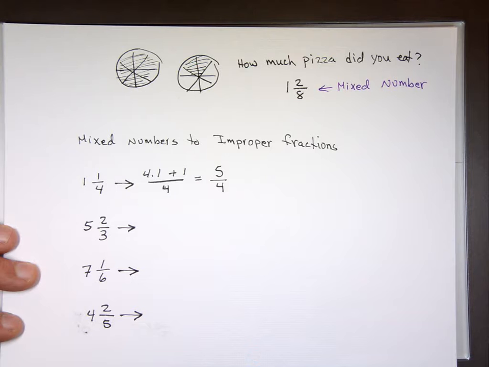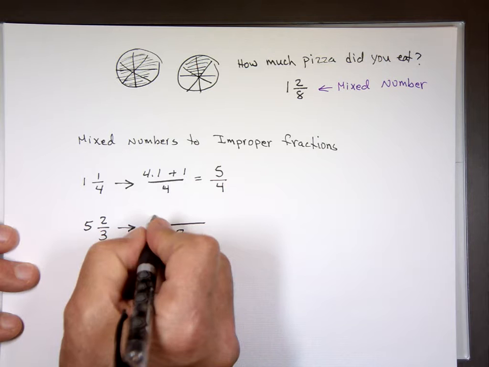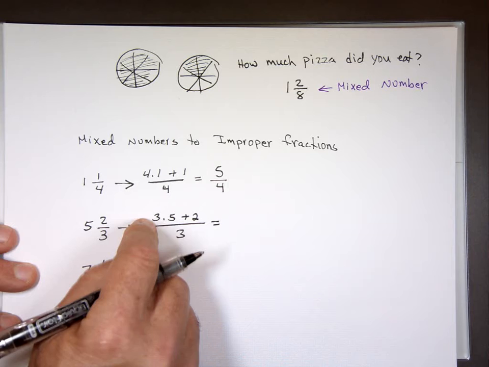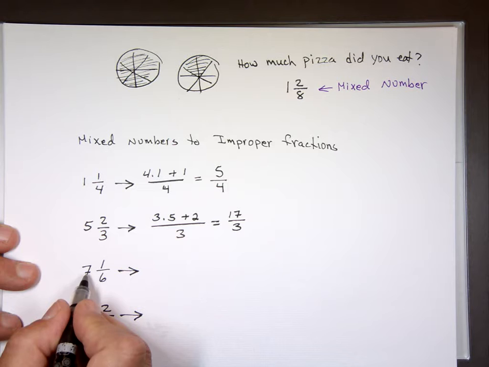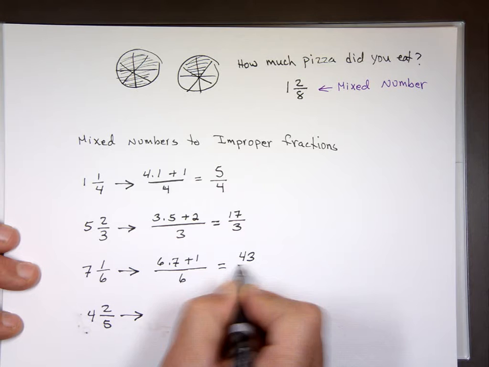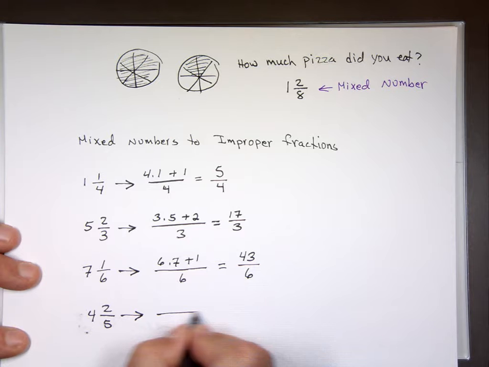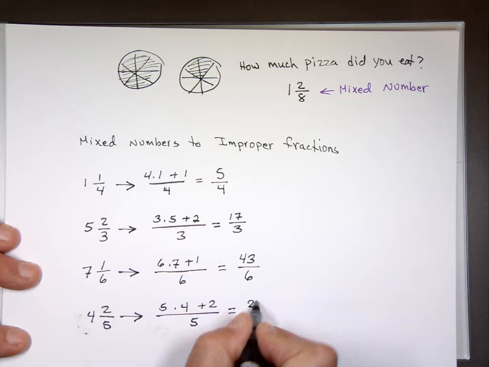This one, the bottom is 3. The top, 3 times 5, 15, plus the 2. What's 3 times 5? 15, plus 2? 17 over 3. This one, 6 times 7, plus the 1. 6 times 7, 42, and 1, 43 over 6. The next one, 5 times 4, plus the 2. What's 5 times 4? 20, plus 2, 22 over 5. That's how we go from mixed numbers to improper fractions.